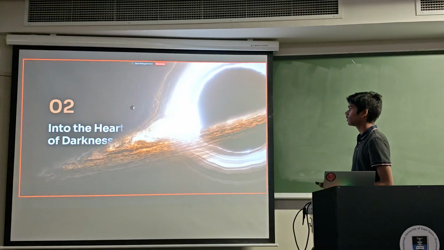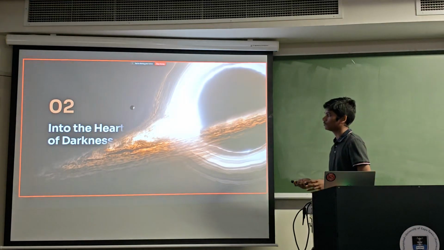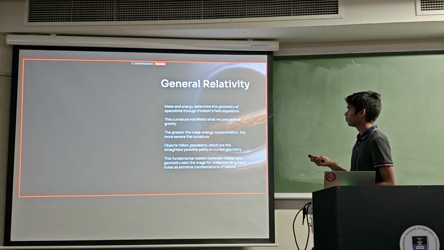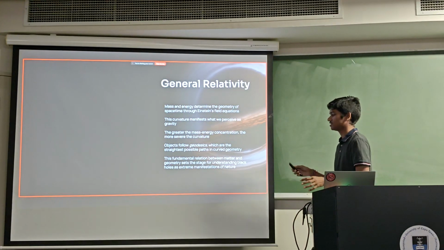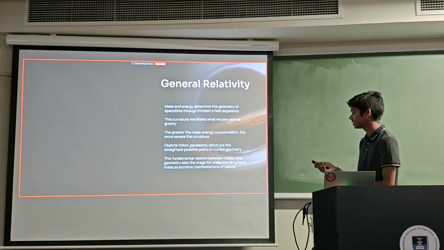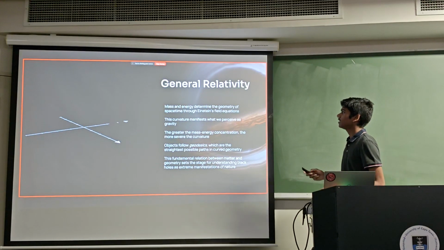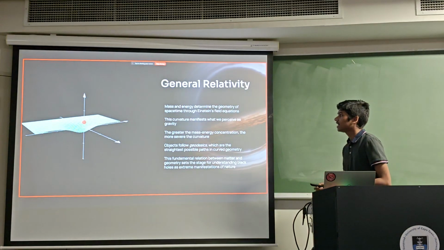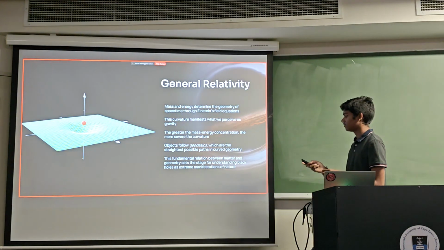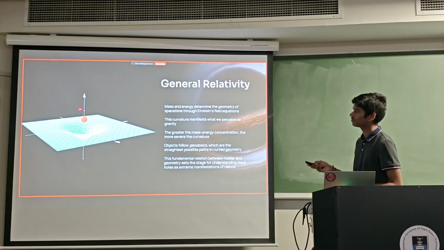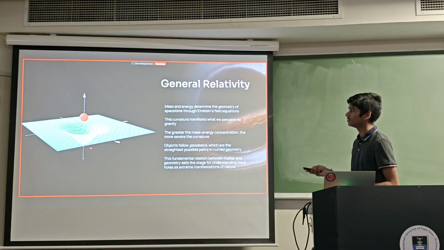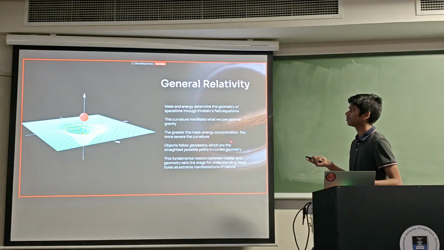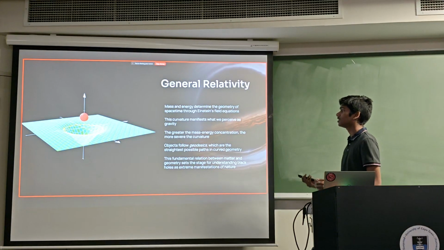Okay, so let's just do a quick recap on how a black hole forms. Before that, I want us to talk a bit more about space-time itself and how it curves relative to mass. Mass and energy determine the geometry of space-time, and you can find this through Einstein's field equations. This curvature is what we perceive as gravity. As you can see here, the larger the mass of this red object, the deeper the curvature of space-time, and the greater the mass-energy concentration, the more severe the curvature.